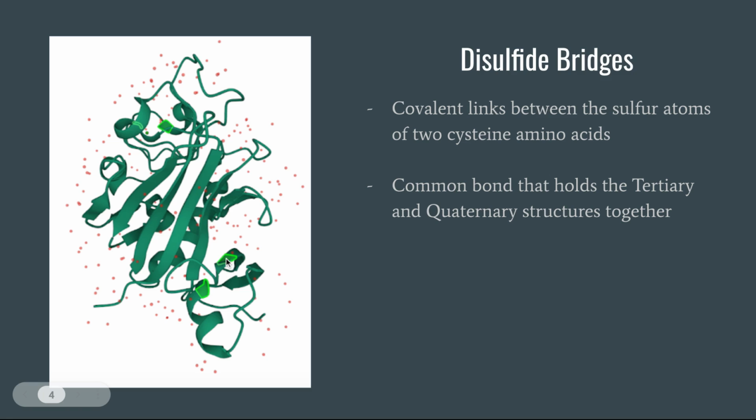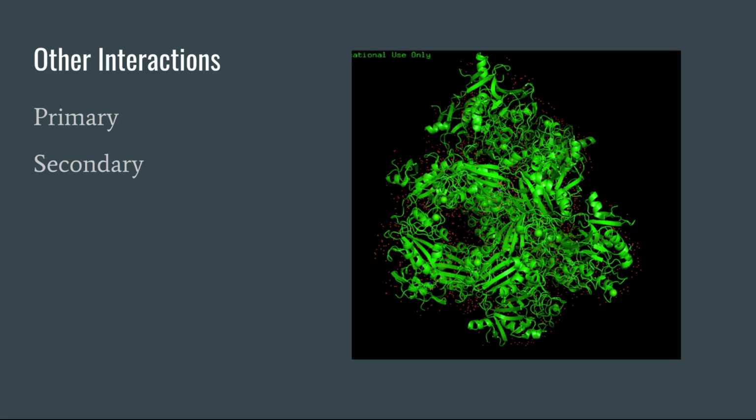The disulfide bridges are covalent links between the sulfur atoms of two cysteine amino acids, and these are a common bond that holds the tertiary and quaternary structures together. Some other structures are the primary structure, which is the core structure of the protein. It is the peptide bonds that are single strands that link multiple amino acids together.